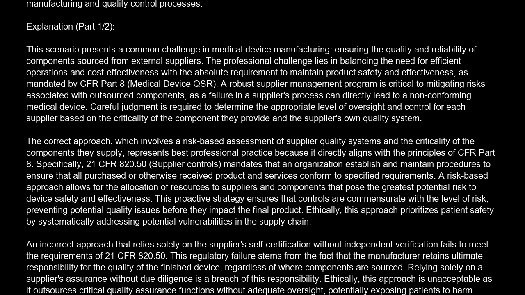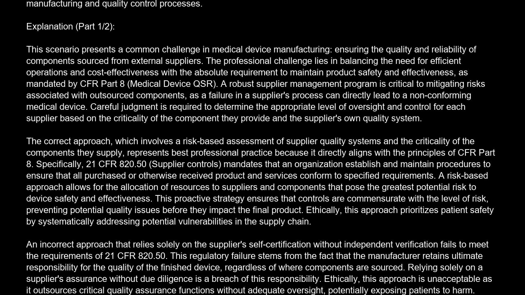A risk-based approach allows for the allocation of resources to suppliers and components that pose the greatest potential risk to device safety and effectiveness. This proactive strategy ensures that controls are commensurate with the level of risk, preventing potential quality issues before they impact the final product. Ethically, this approach prioritizes patient safety by systematically addressing potential vulnerabilities in the supply chain.